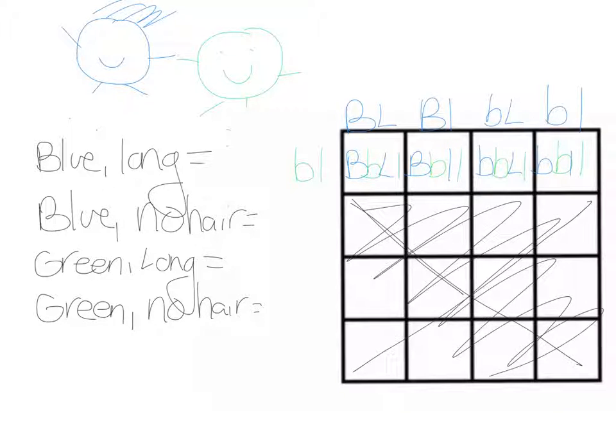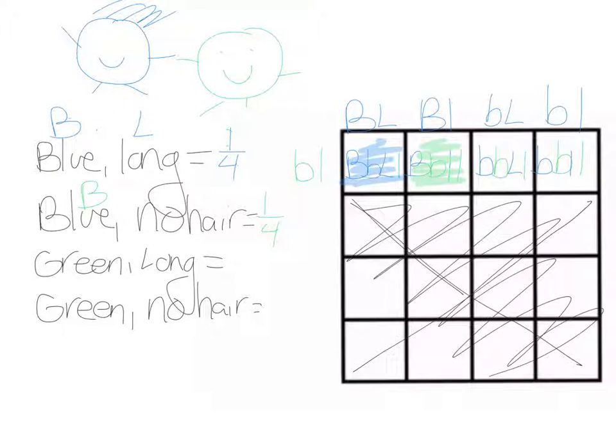Okay, so in order to be blue with long hair, I need at least one big B and one big L. So do I have a big B and a big L? I do, right here. So that would be 1/4 of my offspring would be blue with long hair. I got the 4 because I have 4 total offspring boxes. Okay. To be blue with no hair, I need 1 big B and 2 little l's. So I have 1 big B and 2 little l's. So 1/4 of my offspring would be blue with no hair.